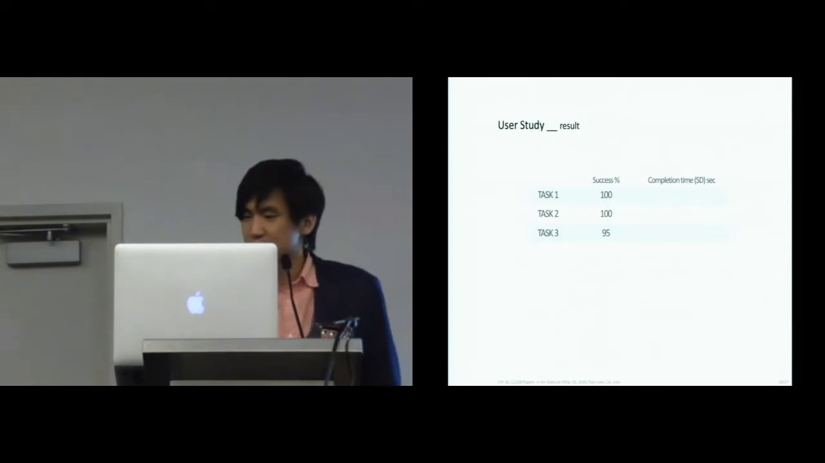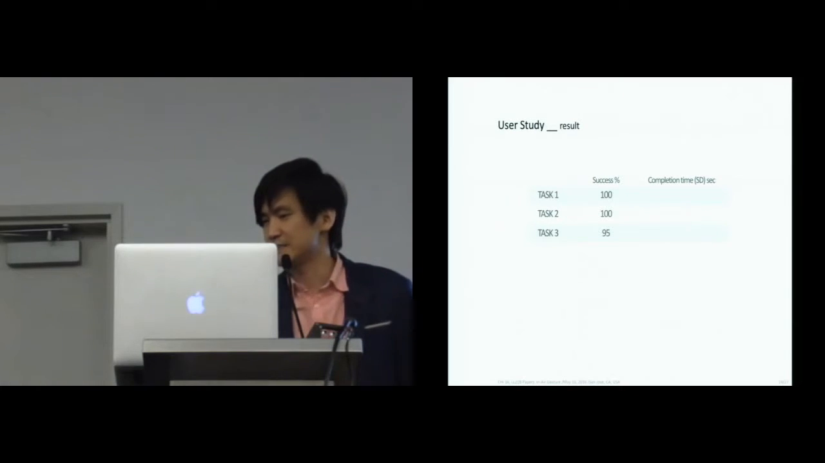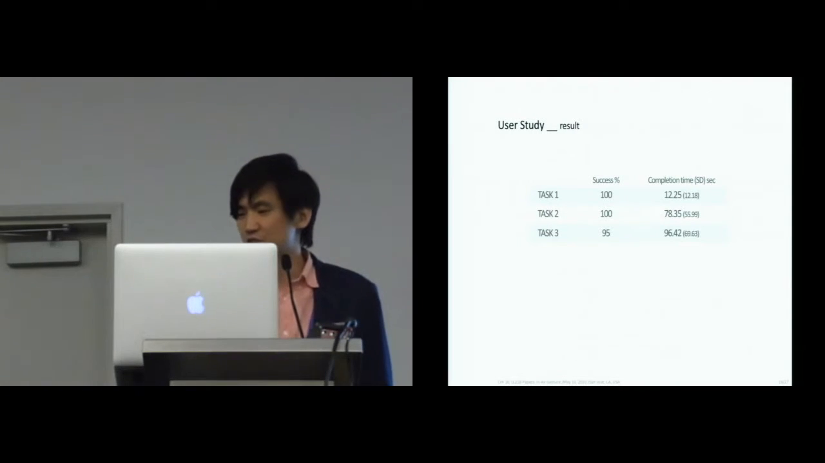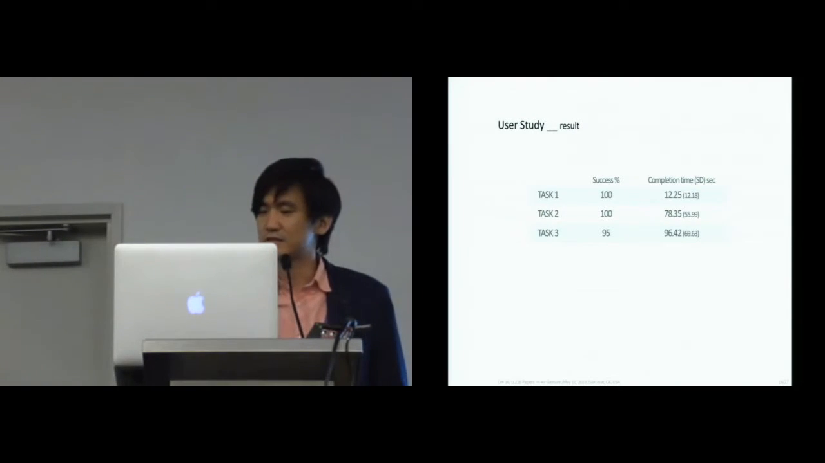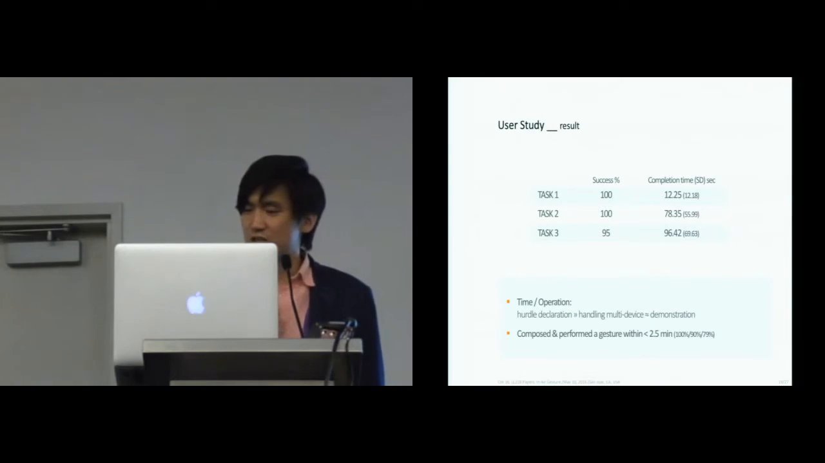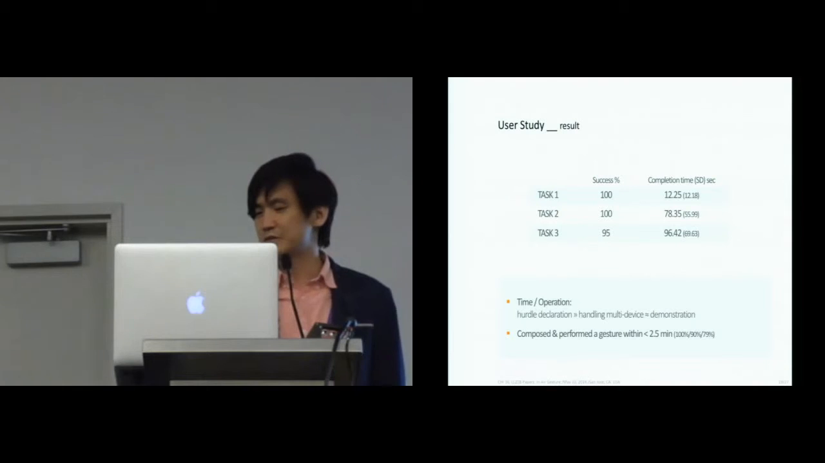Every participant completed all tasks except one failure in task 3. The average time to compose and test a gesture was less than 100 seconds. The biggest portion of the task completion time was hurdle authoring and modification. 90% of gesture authoring took less than 2.5 minutes, and it can be improved considering all participants were beginners.